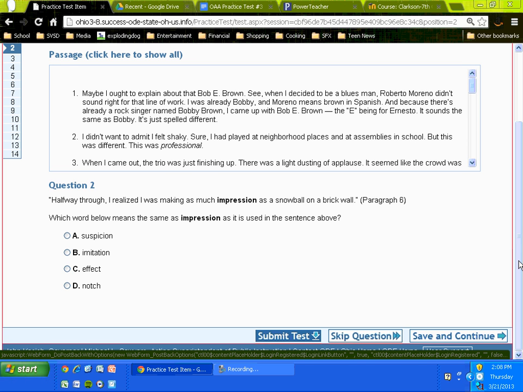Kurt? Well, geez, step by step. Halfway through, I realized I was making as much impression as a snowball on a brick wall. We already reread 6, so we're good. Which word below means the same as impression as it is used in the sentence above?